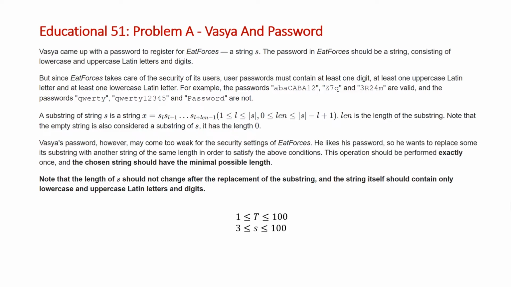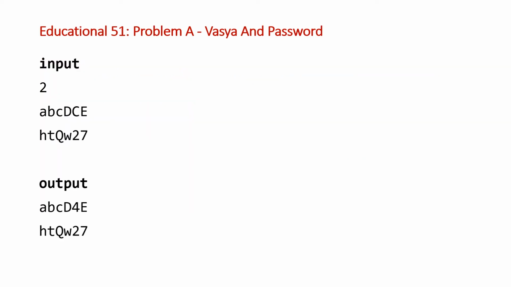So let's take a look at the examples that Codeforces provided us with. So here we have two examples, two here, that's just T, the number of test cases, and we have these two passwords here. So you can see the second one, it has a lowercase letter, it has an uppercase letter, and it has a digit, so we don't need to change anything. But for the first password, it has an uppercase and lowercase letter, but it doesn't have a digit. So in the solution, it shows it's changed one of the characters to a digit.